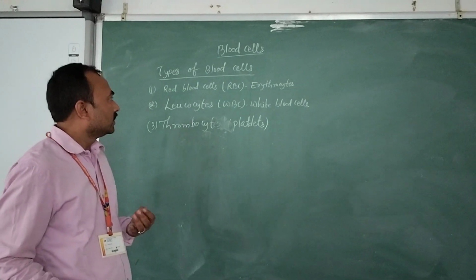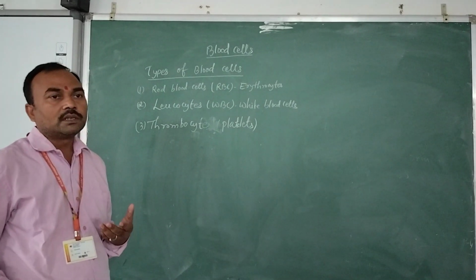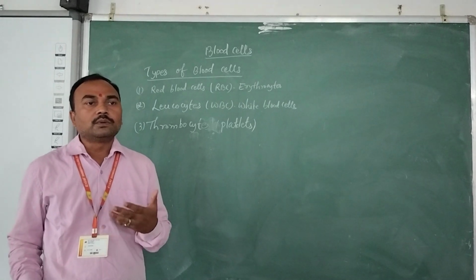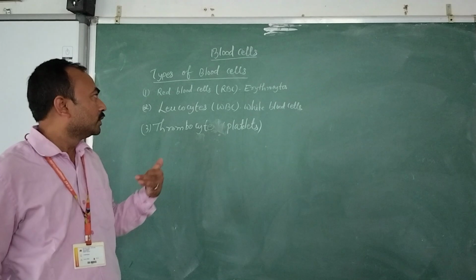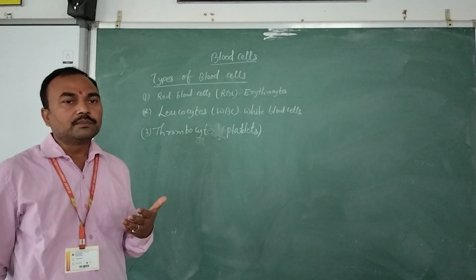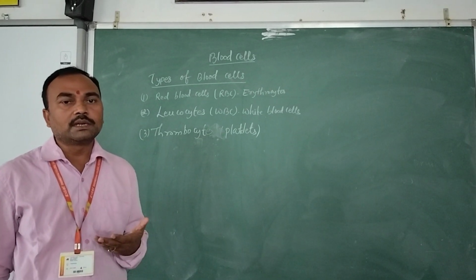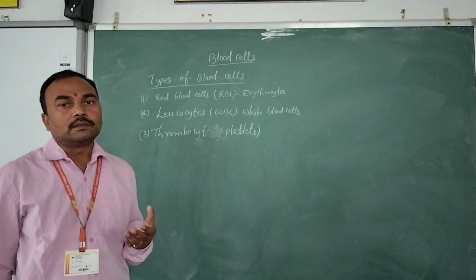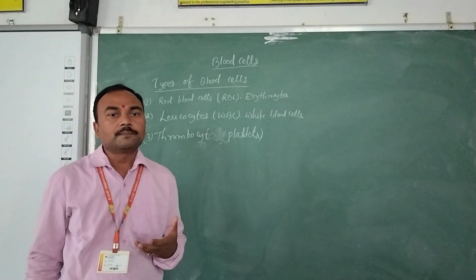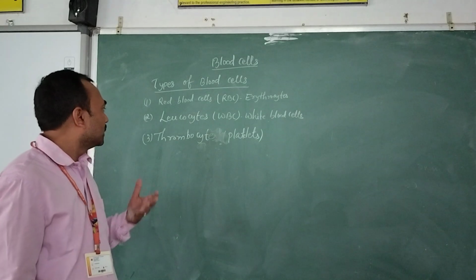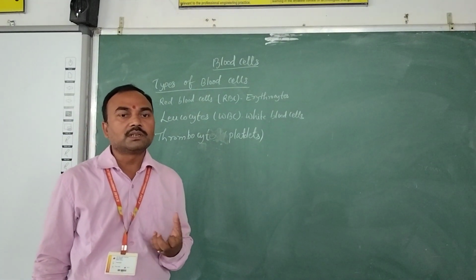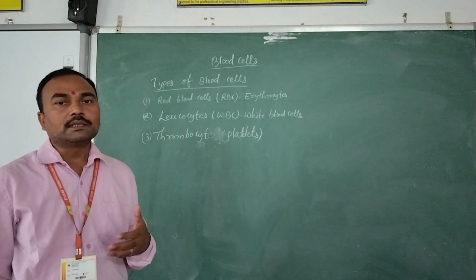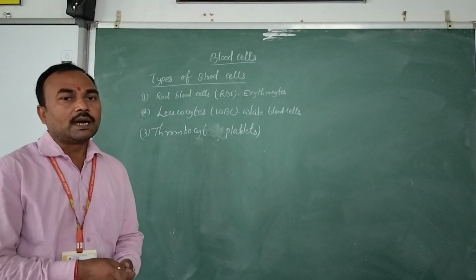Now we talk about the types of blood cells. As we know, we have three types of blood cells. First is erythrocyte, another name for which is RBC, red blood cells. Second one is leukocyte, WBC, I mean white blood cells. Third is platelet, also known as thrombocytes.